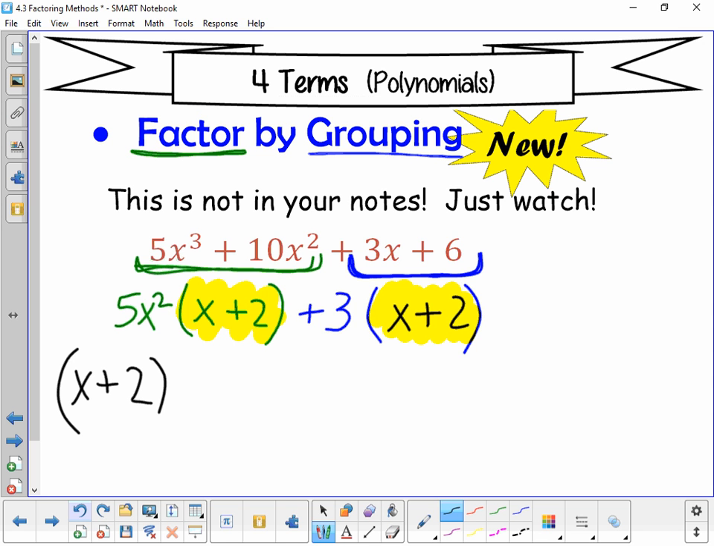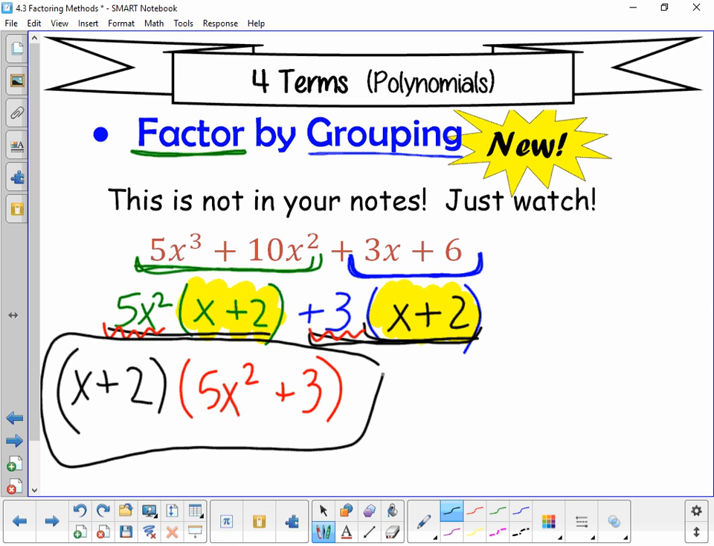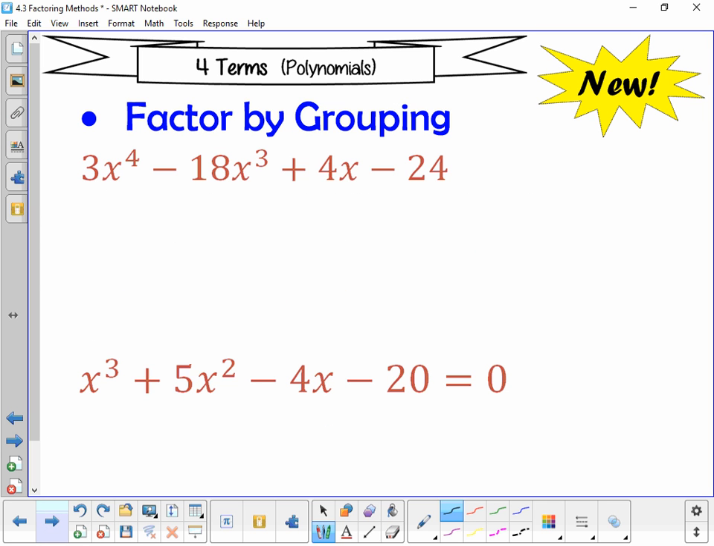If I factor an x plus 2 out of this, what it leaves behind is a 5x squared. And if I factor out an x plus 2 from this thing, what it leaves behind is the plus 3. So here is our complete factorization. X plus 2 times 5x squared plus 3. Sometimes you can do a little more with this, but in this case we cannot. Let's try a couple of those just for funsies.